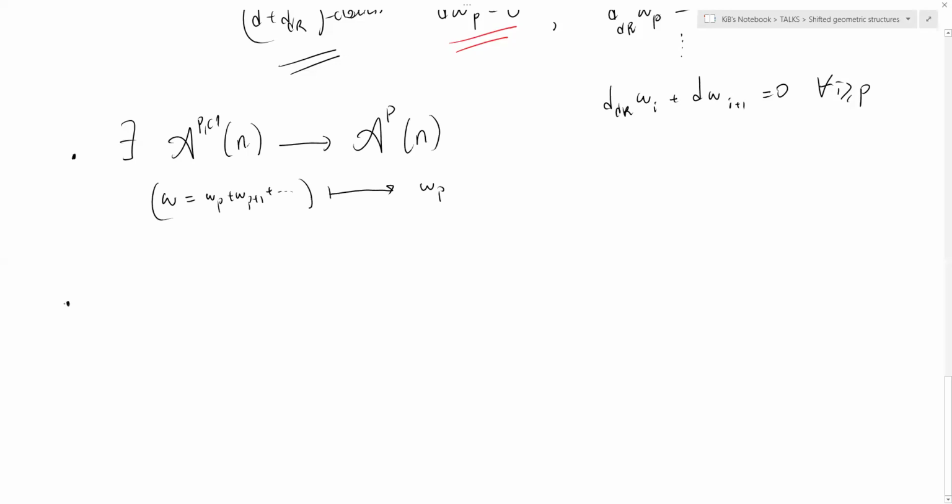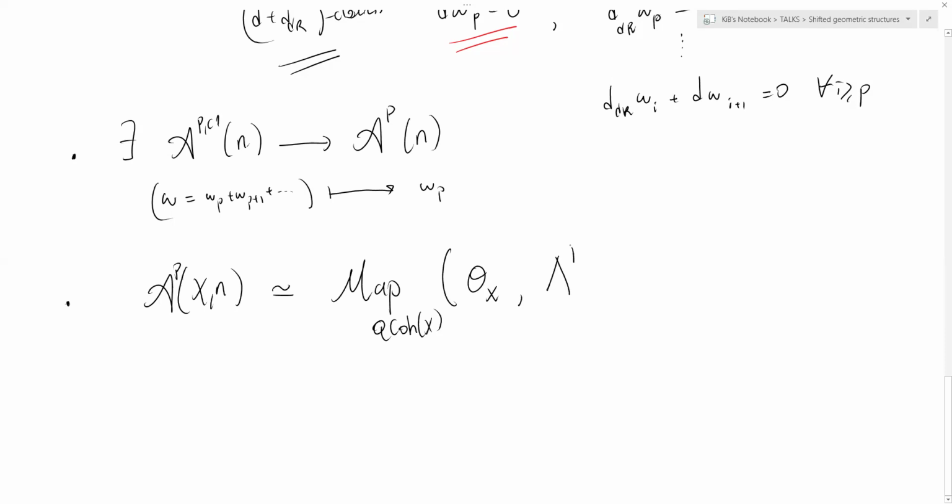And what else? Maybe an important result from this PTVV paper. Actually, this space A^p(X, n) has a very familiar characteristic. If you remember the classical setup, the p-forms are sections of the exterior power of the cotangent bundle. The same kind of result applies here. So we have a nice result like this: this space can be seen as the sections of this exterior power of the cotangent complex shifted by n. The right-hand side means a space of sections like this.